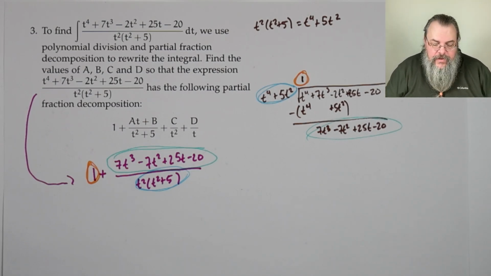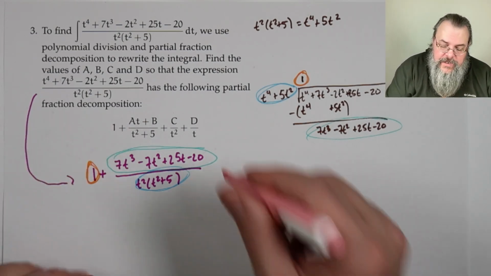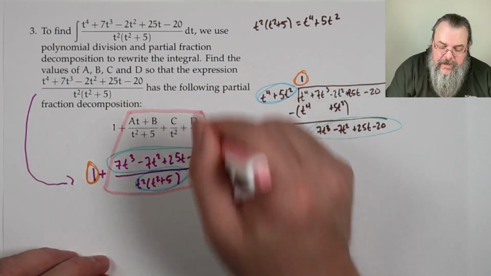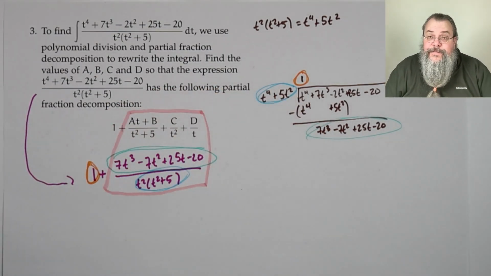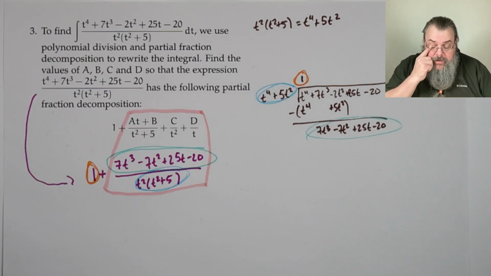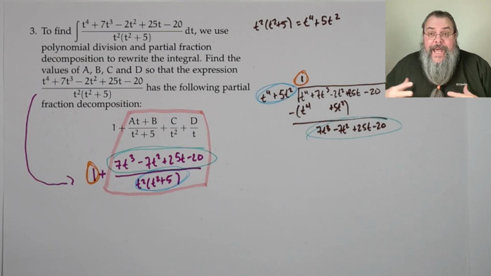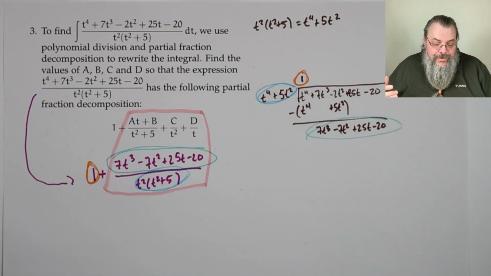Now we play our matching game. We see that the 1 goes with the 1, which means that all of this goes with all of that. And so they even gave us the form. One of the hardest things about partial fraction decomposition is getting the form right. And we say, okay, they gave us the form. So what are we going to do?